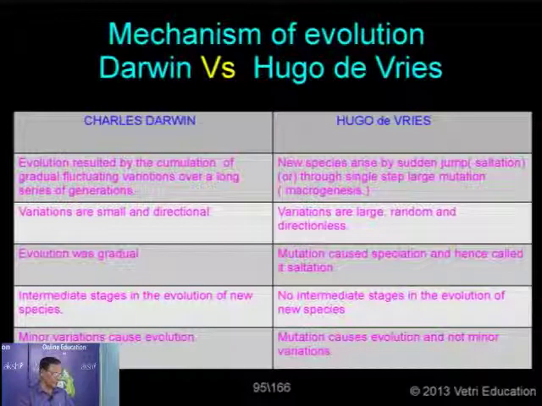But you know that as per the mutation theory, mutation causes evolution, and it is not minor variation. So the minor variations are not taking part in the formation of new species. All of a sudden, a single step large variation resulted in the formation of new species. It is not because of minor variations. It is only because of mutation. In a single step, a new species has developed.